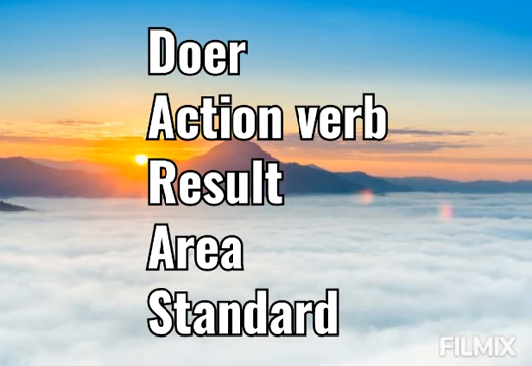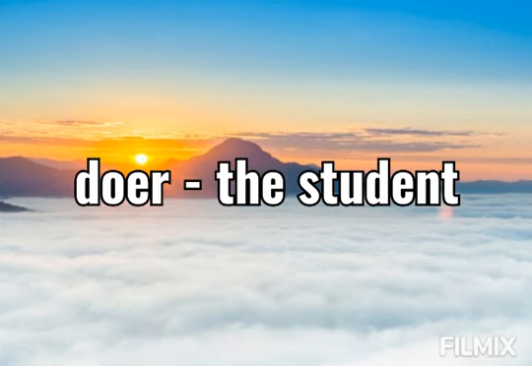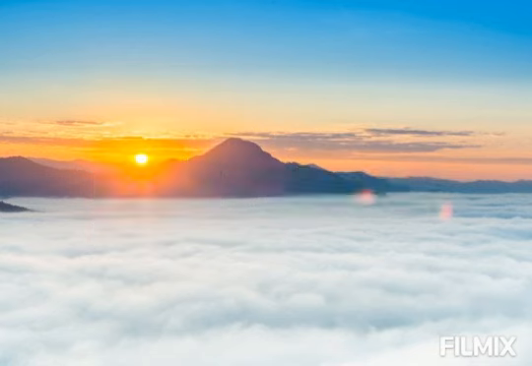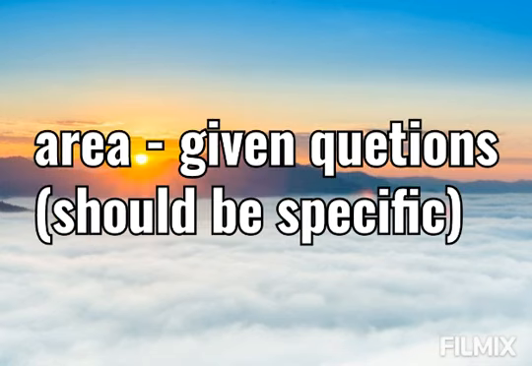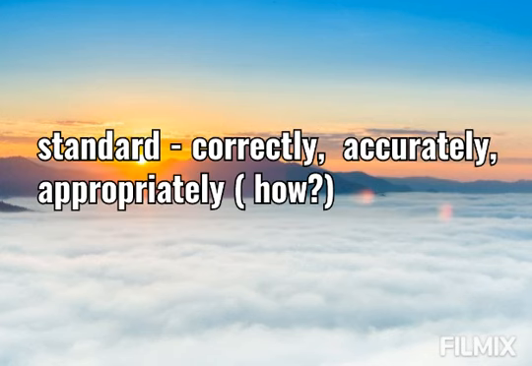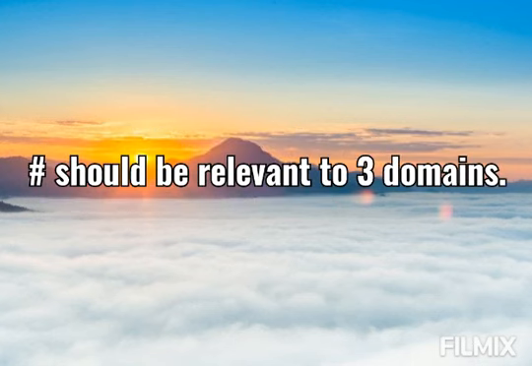Alright. So who is the doer? The student. Then the action verb here, writes. Then the result, answers. Then the area, given questions. We should have definite and specific area. Then standard, that is how, correctly, accurately, appropriately. And also, we have to write learning outcomes relevant to 3 domains, right?